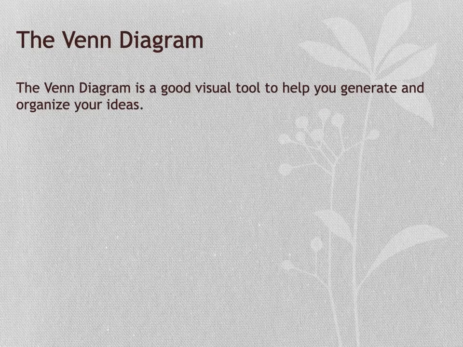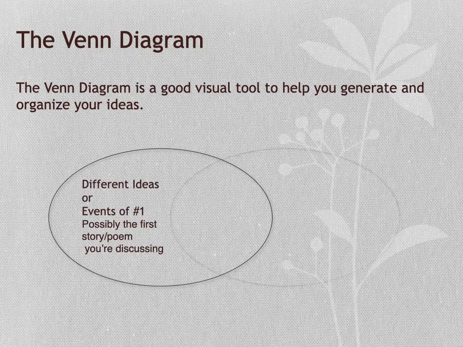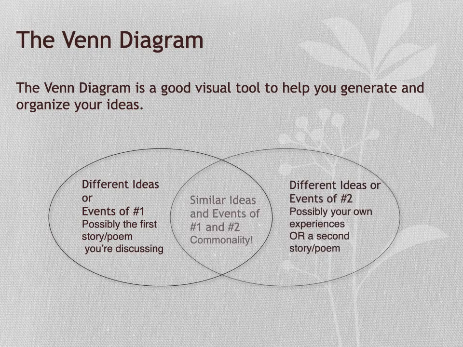A good way to look at this is something called a Venn diagram. A Venn diagram is a good visual tool to help you generate and organize your ideas. So here's an example of a Venn diagram. You have here one circle that is different ideas or events of number 1. So the first poem or story you've decided you want to write about, you think about different ideas that you want to discuss about that story.